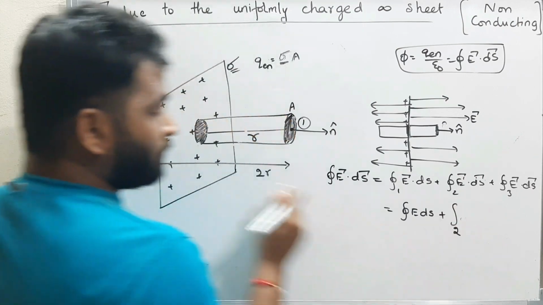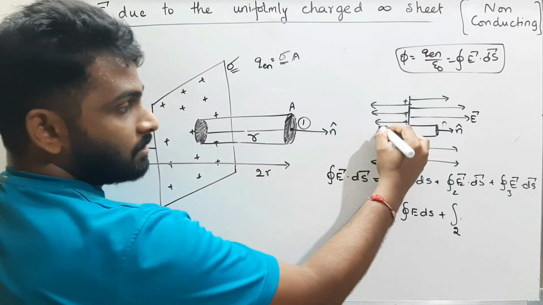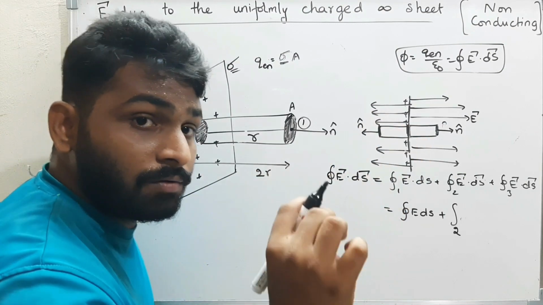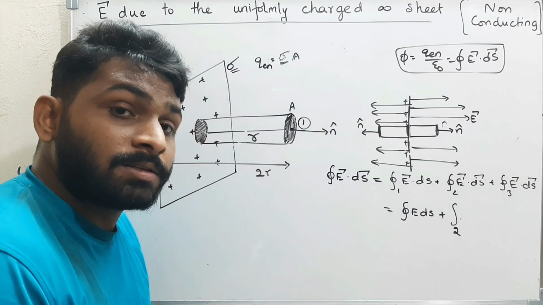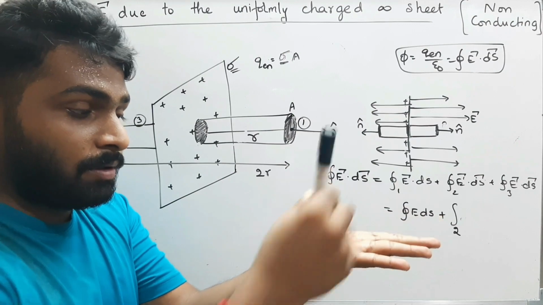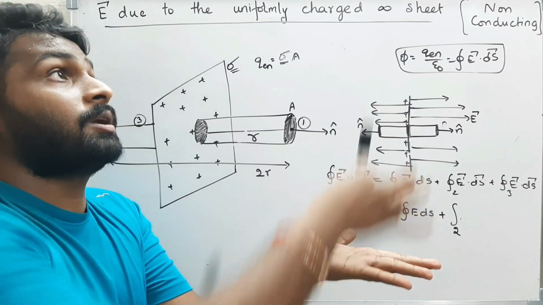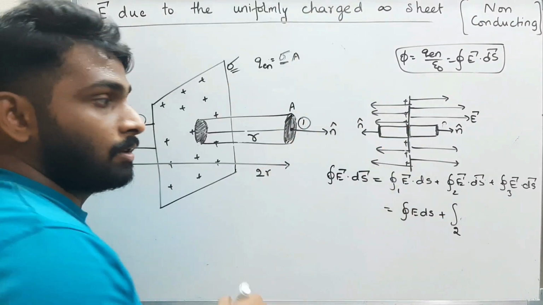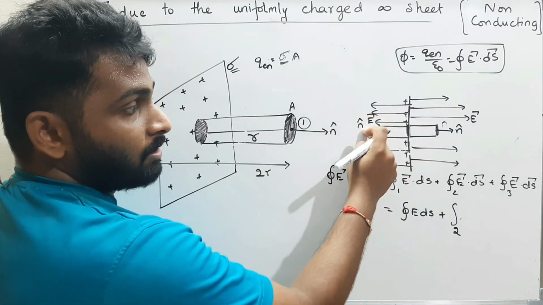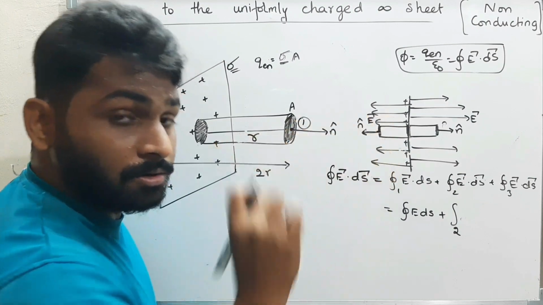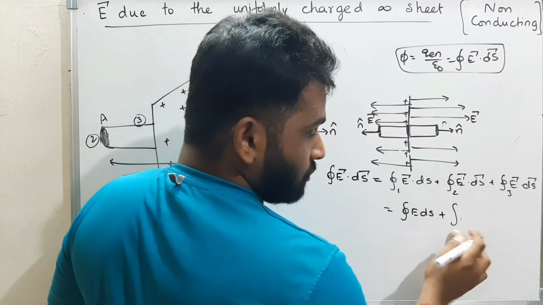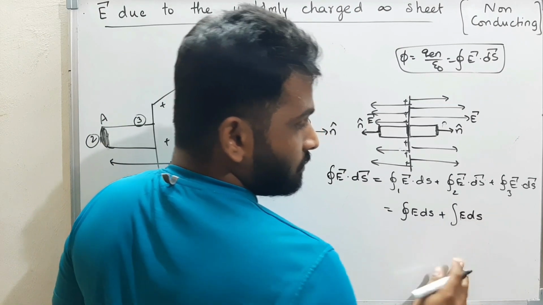for the second surface, that means for this surface, the area vector is like this. The area vector is always perpendicular to the surface and it is projected outwards, not inwards, outwards. Therefore, this is the area vector and these are the electric field directions. Now both are in the same direction, so the angle is 0. If the angle is 0, what is cos 0? Cos 0 is 1. Therefore, for surface 2 also, it is E ds.